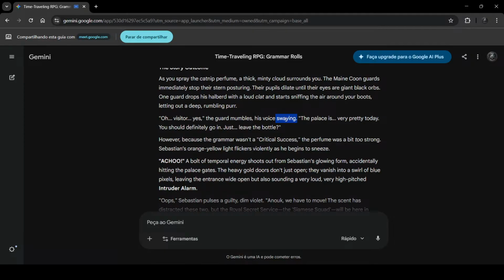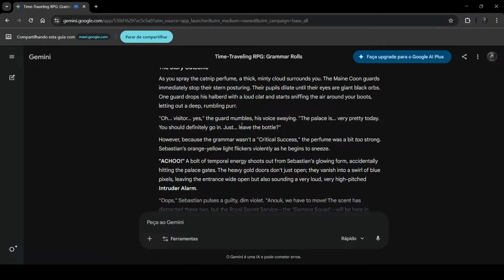To sway is to move, it's not steady. That's what it means. His voice isn't steady, isn't firm. "Visitor, yes. The palace is very pretty today. You should definitely go in. Just leave the bottle."